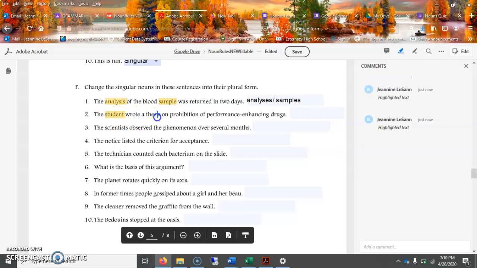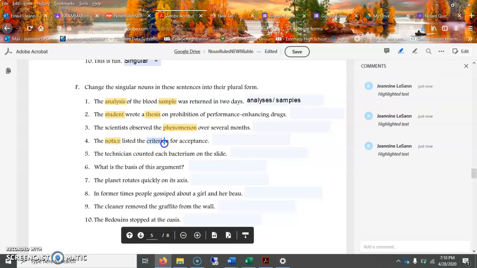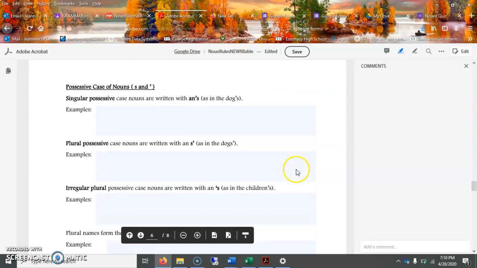Student, theses, or thesis, phenomenon, notice, criterion. So what would the singular form of those words be? I'm going to let you guys finish on that one.